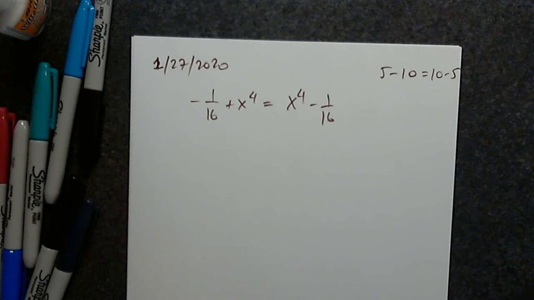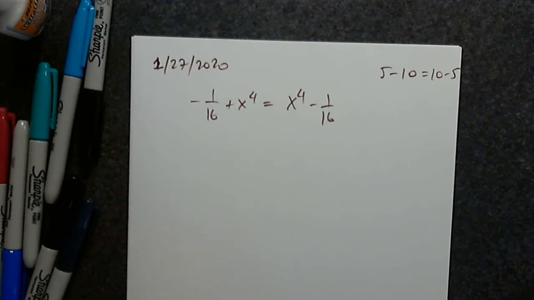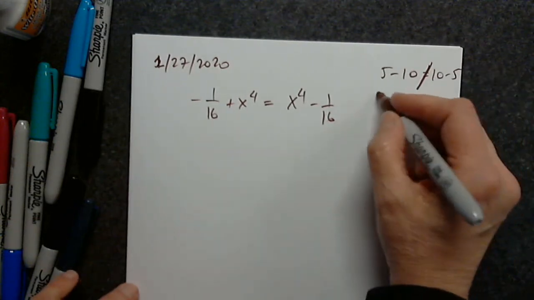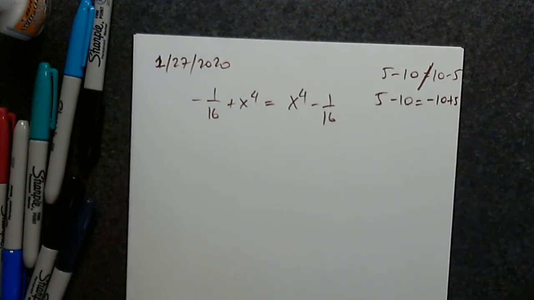If it's negative, it has to stay negative. So this was positive x to the fourth, it has to stay positive. And this one is negative 1 over 16, it has to stay negative 1 over 16. So when we switch terms around, we take quantities, terms, with the sign in front. Better? I wish I could tell that to the bank. All of a sudden, you owe me what I actually owe you. Okay. So that's incorrect. So 5 minus 10 is negative 10 plus 5. Very good question, actually.